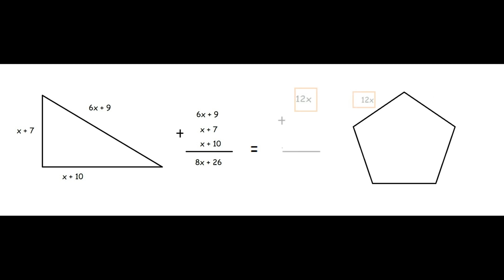Now, if you know your rules for geometry, every side on a pentagon is the same length. The problem gives you 12x for all the sides, but it doesn't tell you that we have to add them all up. So it's 12x plus 12x. Here's another 12x. And here's another 12x.